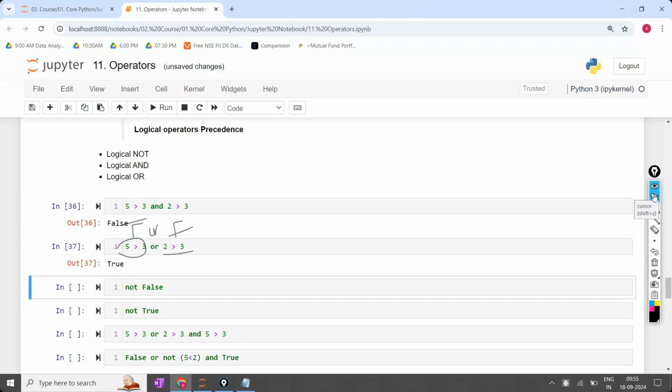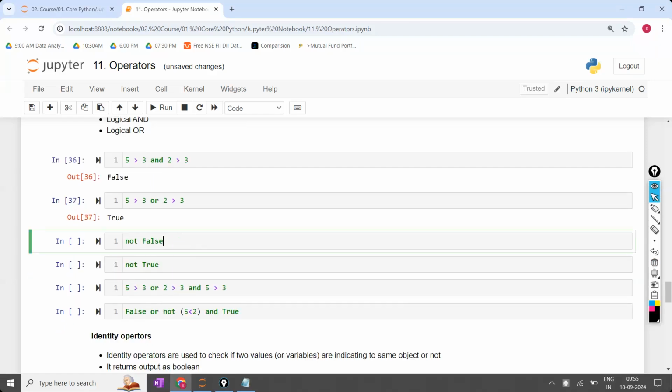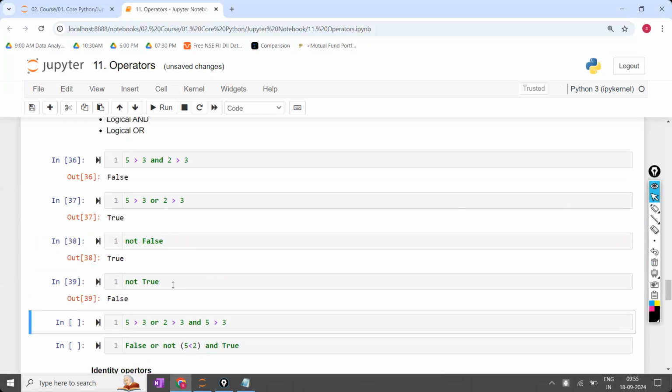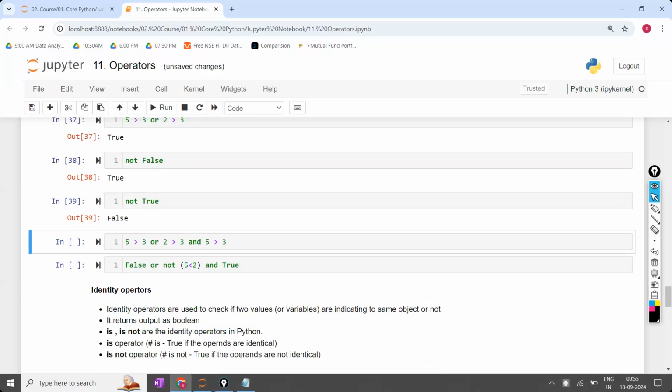Is the point clear? Now, next, not. What is the meaning of not? Opposite to that. Not equal to means the opposite of equal to. Both are opposite to each other. What is the meaning of not false? It is equal to true. Not true means equal to false. So not false means true, and not true means false.